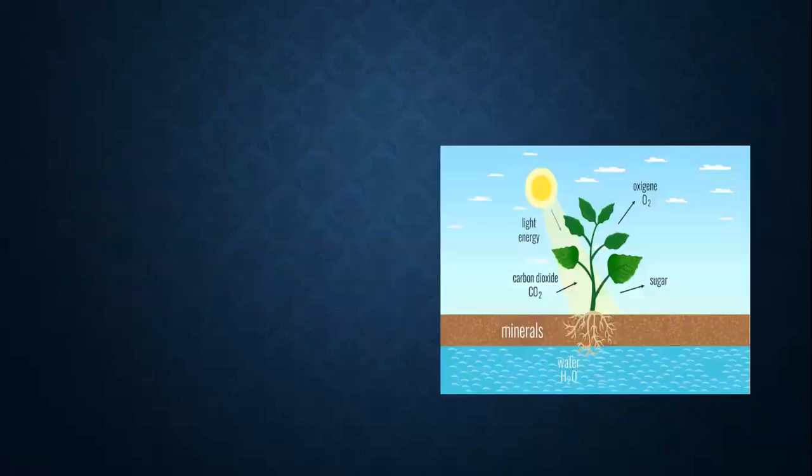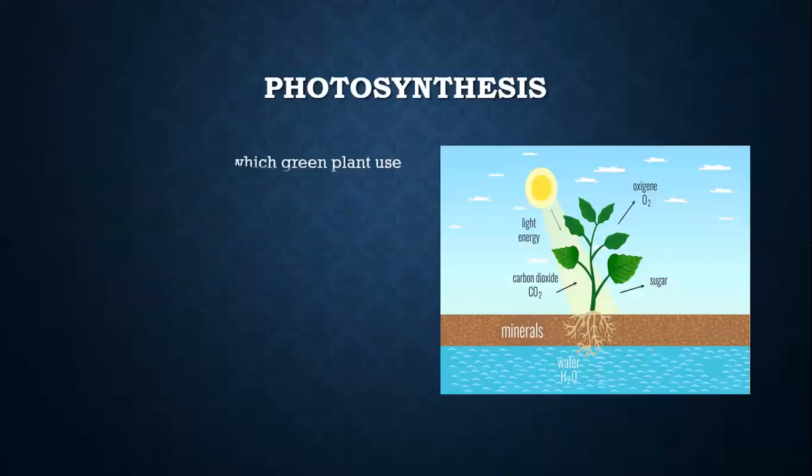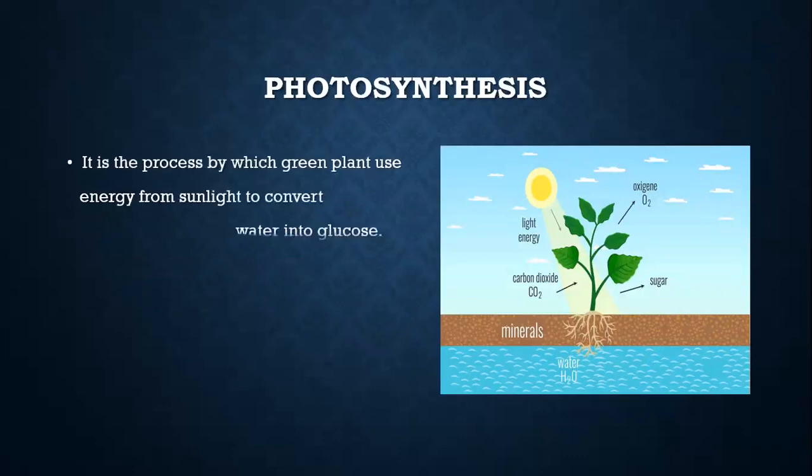So we will start with photosynthesis. As you can see in the diagram, there is one plant and its leaves are trying to absorb the sunlight. As you can see the sun in the diagram. Here the light energy is arriving, and the plant is taking in carbon dioxide and releasing oxygen, as you can see with the arrow. First we will discuss what is photosynthesis.